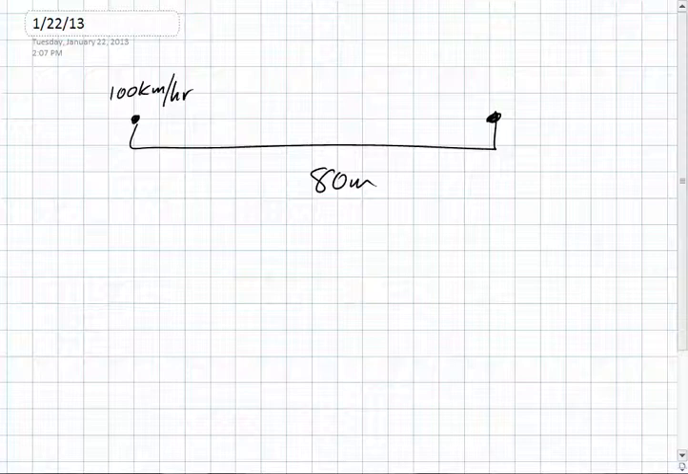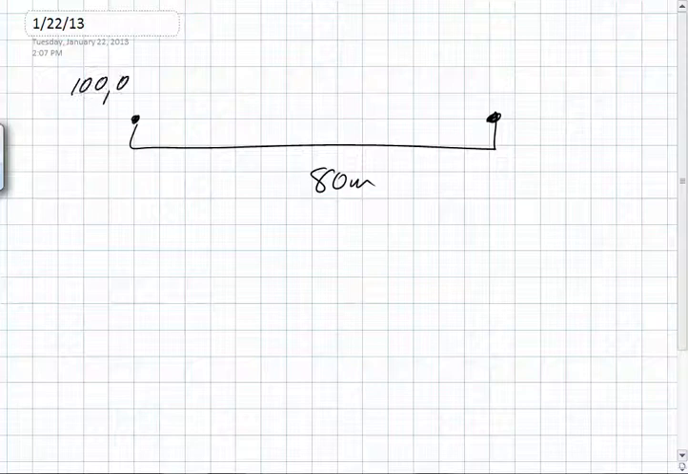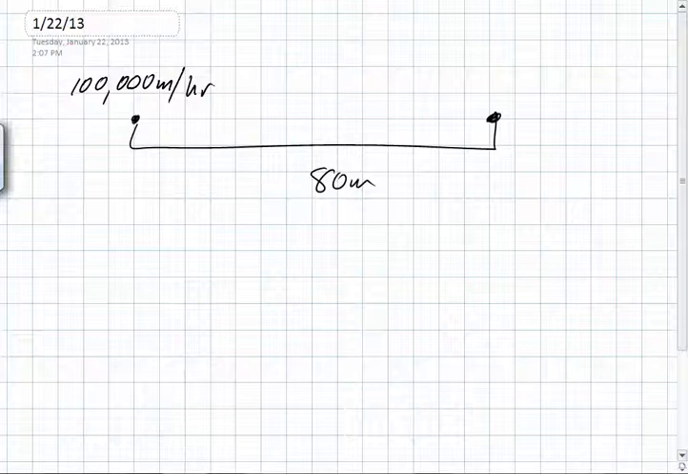I don't like going to kilometers. Why? The numbers are too big. I don't like using decimals. Okay, I want to be juvenile here. I just don't want to use decimals. So instead of using 100 kilometers an hour, I'm going to say 100,000 meters per hour. I prefer using 100,000 than 0.08.